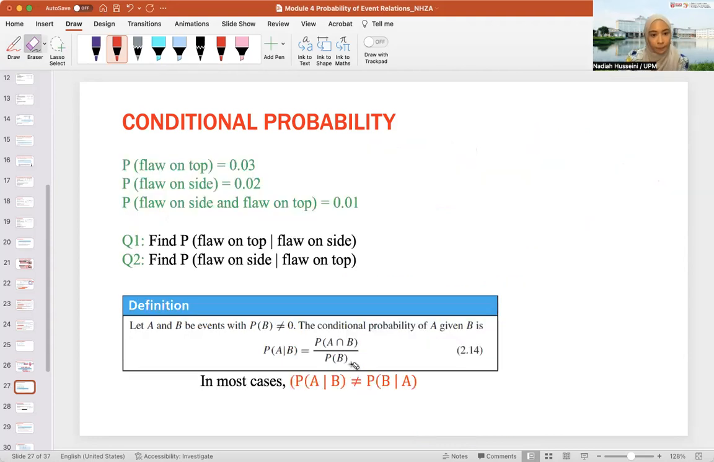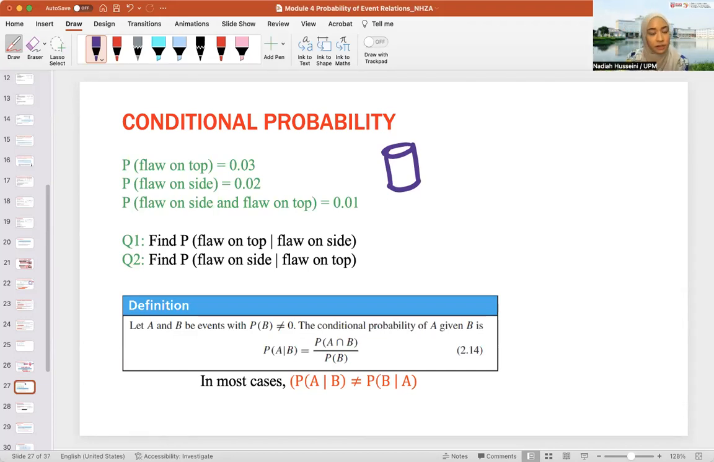Okay, let's talk about conditional probability again, another example. So let's say we're talking about a can. We have a can. It's a very nice can, and there's a factory that produces this can. But of course, with everything, sometimes you produce something with flaws, right? And not everyone is perfect.